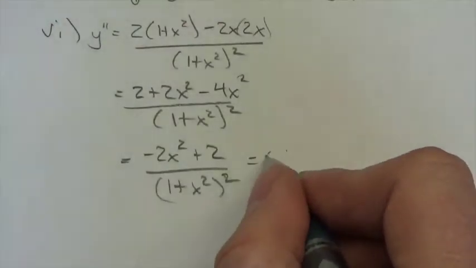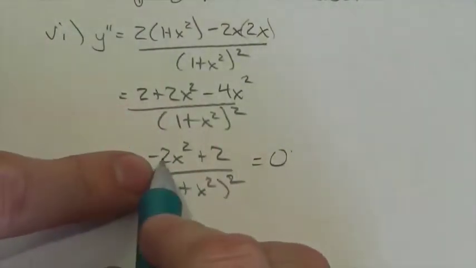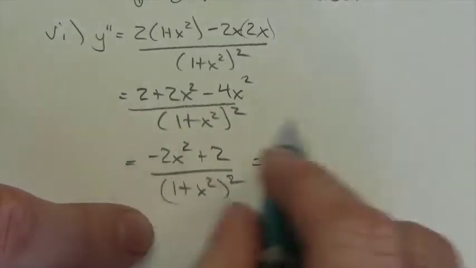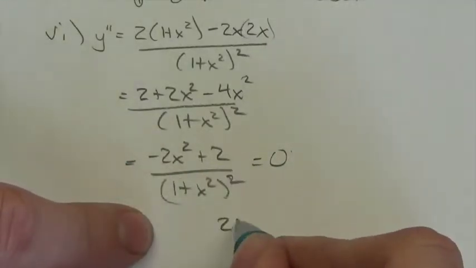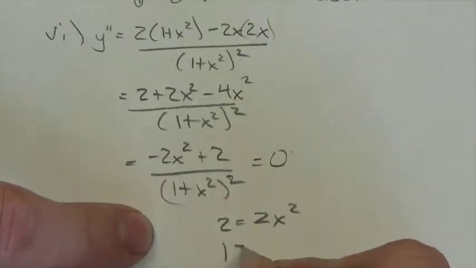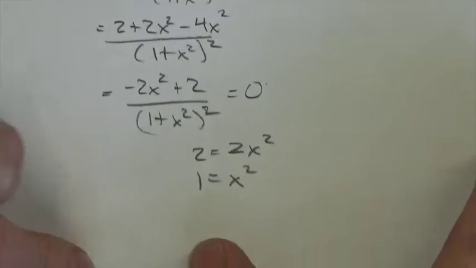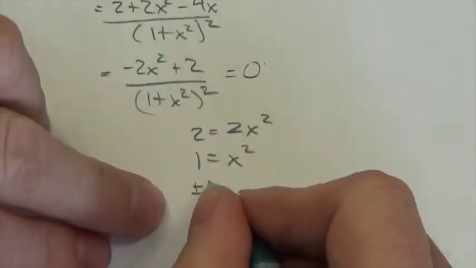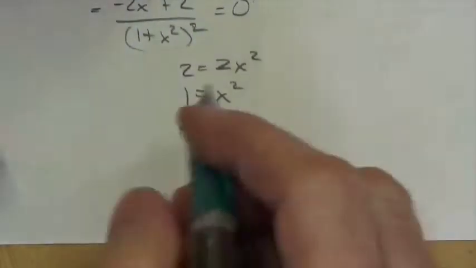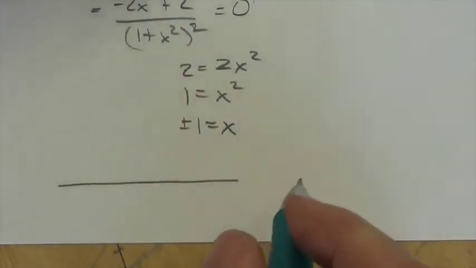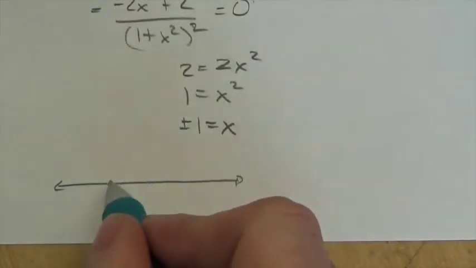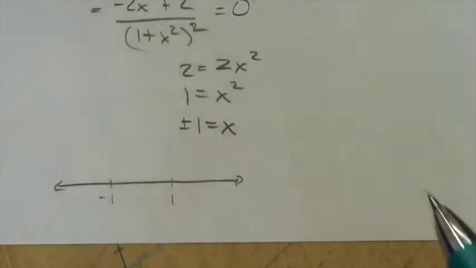What I'm worried about here is where the numerator goes to 0. Okay, where negative 2x squared plus 2 is equal to 0. Well, bring that 2x squared over, and I'm going to get 2 is equal to positive 2x squared, cancel that out. Oh, okay, I'm going to get a couple values here: plus or minus 1 equals x. Okay, there we go. So now, what does that look like here on the number line? So this is going to be negative 1, positive 1.